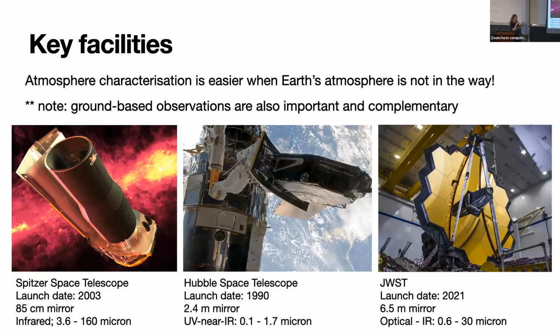So I already mentioned Spitzer is a key facility for detections of secondary eclipses and phase curves. Hubble Space Telescope has also been a really big player, particularly for spectroscopic measurements of eclipses and phase curves. And of course, all of you guys know JWST.